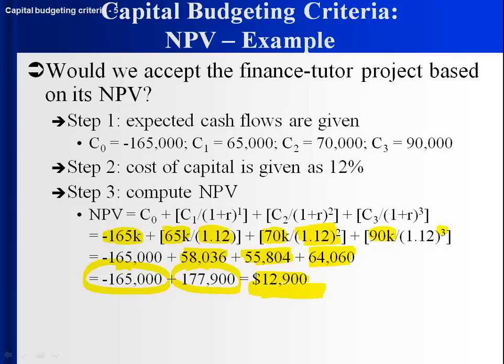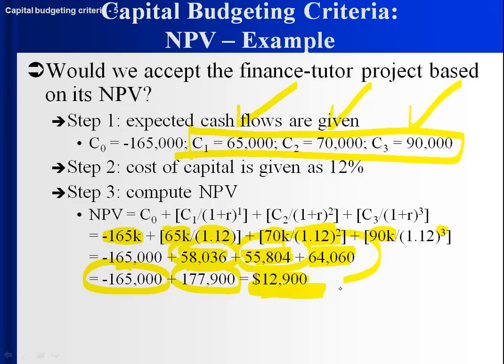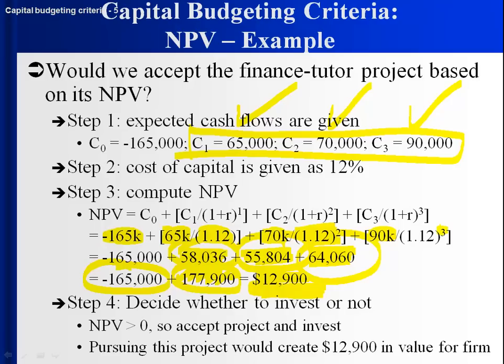Now one question might be, well, how do we know it's worth 177,900? And the reason is because we're creating a business where we expect 65,000 in a year, 70 in 2, 90 in 3, which has present values of 58,036, 55,804, and 64,060. Add them up, and you get 177,900. NPV is positive. Pursue the project.